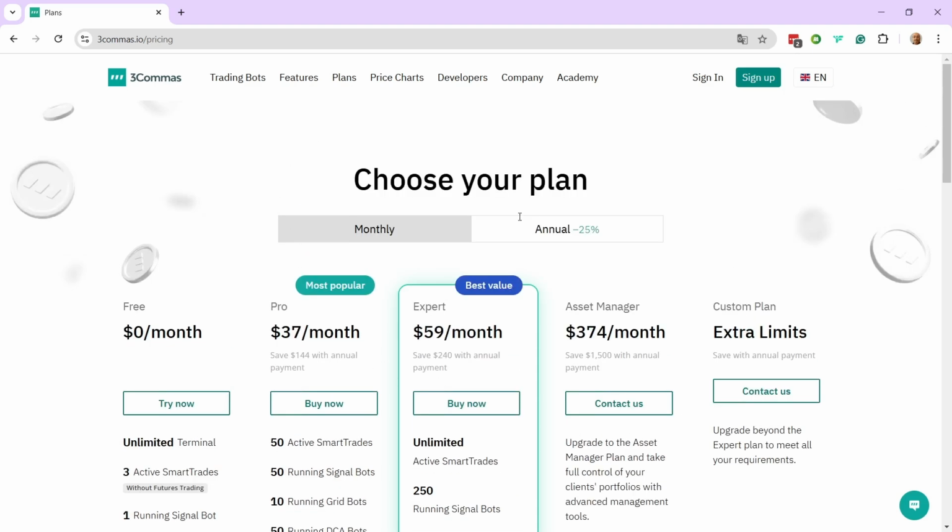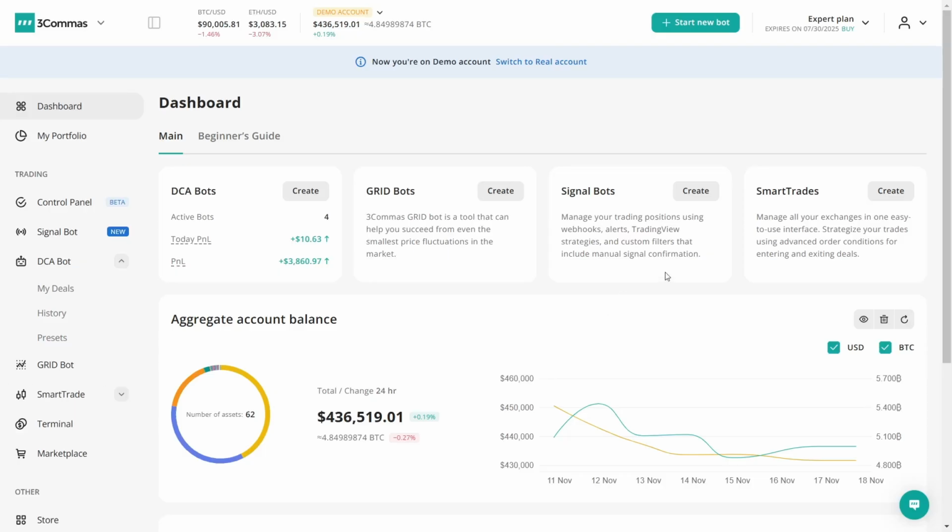Once you register on 3Commas, you can sign in to start using your account. I will pause this video now and I will resume after logging into my account there. As you can see, I'm logged into my 3Commas account. I'm using the demo account here.